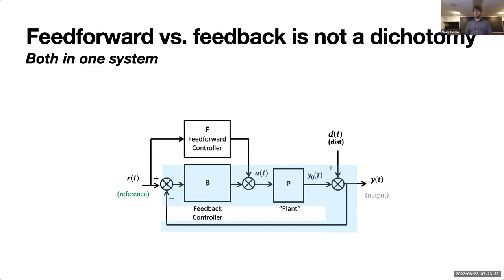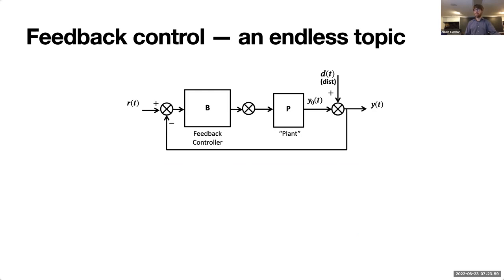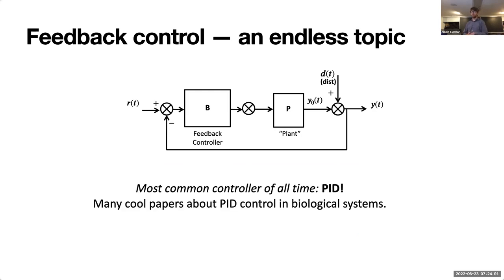And you can see the one term I didn't describe there, that little circle with the plus and minus coming into it, is a summing junction. I simply take the difference of my reference and my feedback, get an error signal, and pass that through a feedback controller. And if you design those two things really well, which again is the topic of engineering control design classes, you can get really good performance and get the best of both worlds. Feedback control is an endless topic. Perhaps the most common type of control is PID control.